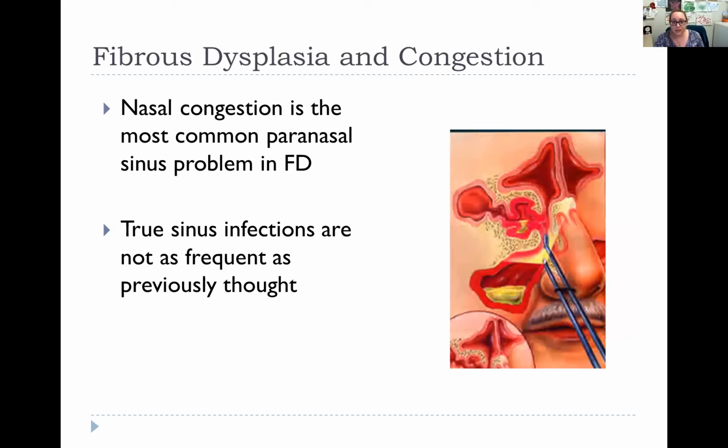Nasal congestion is the most common paranasal sinus problem in fibrous dysplasia. And I would say that given the amount of congestion that's seen, sinus infections are actually pretty rarely reported, or at least not as much as was previously thought.